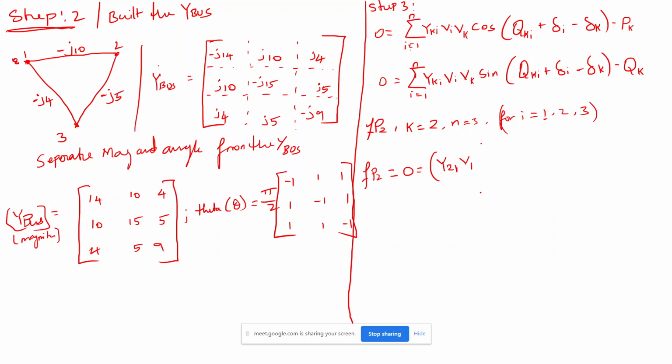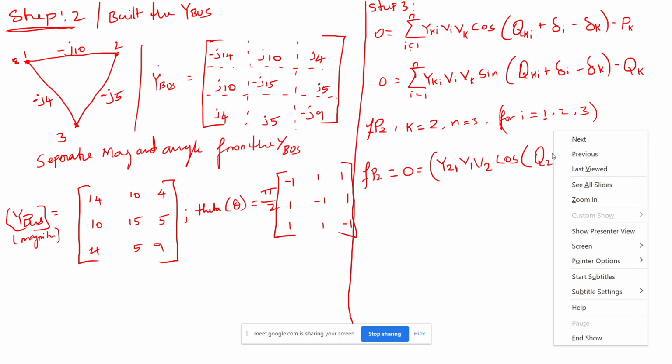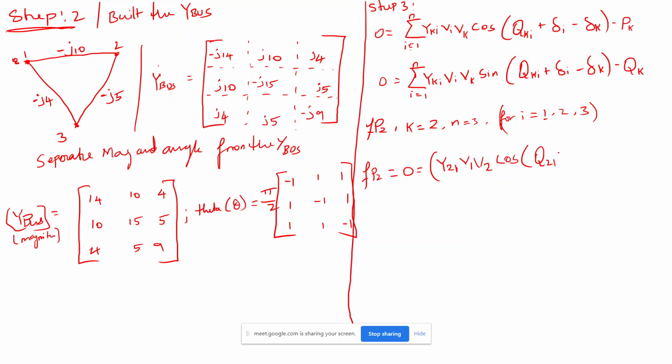So this is v1, and what is k? K is 2, again v2, and then cos will be same as cos, and then q, what is k? 2, I is 1, y is 1 plus del 1 minus del 2. This is for one iteration, sorry, for the first step of the summation, and then plus, now I is 2 and k is 2.